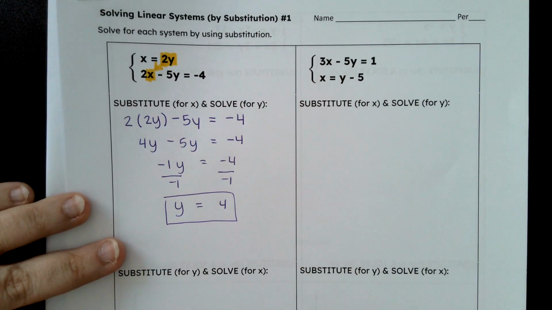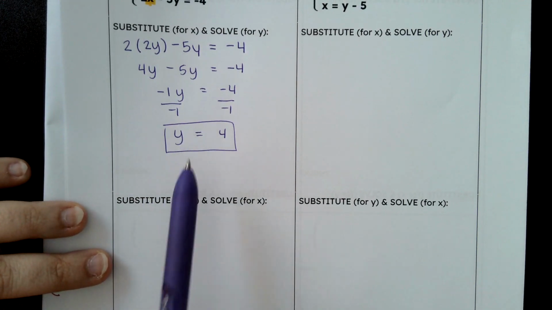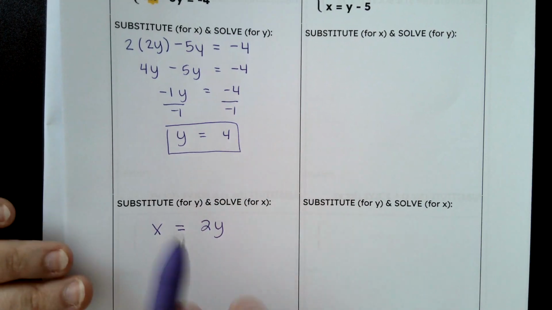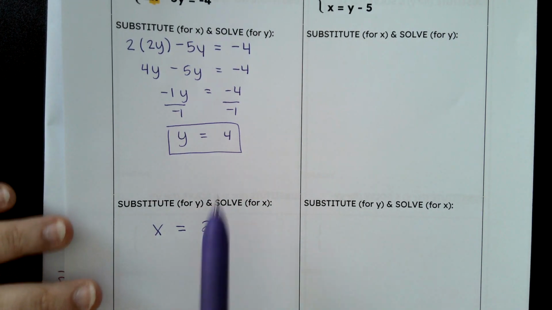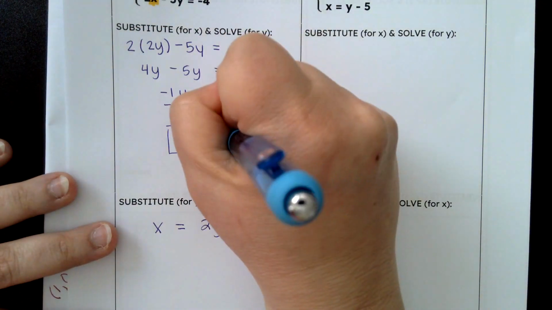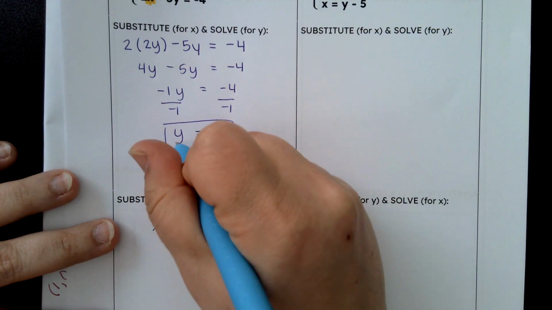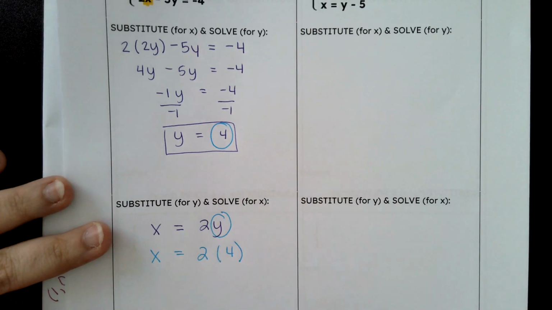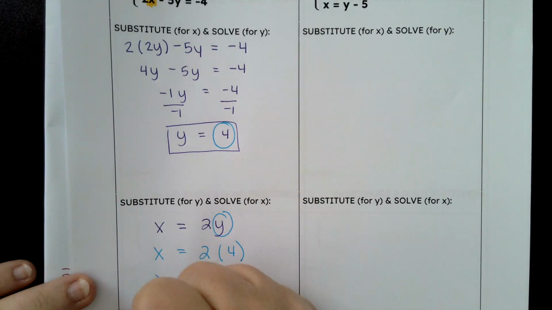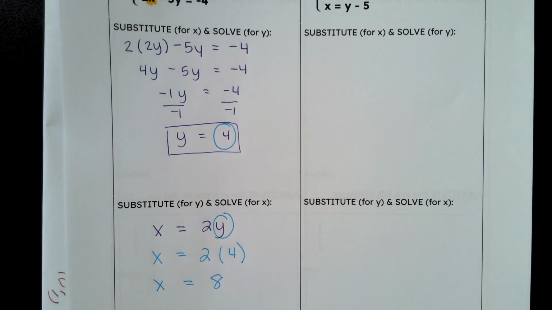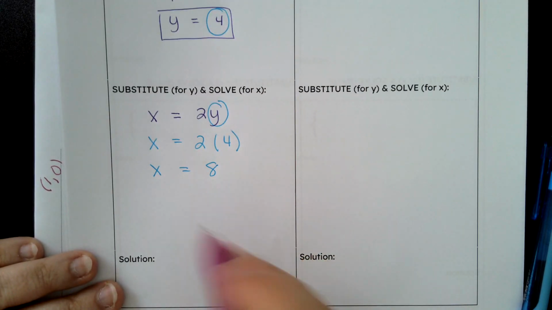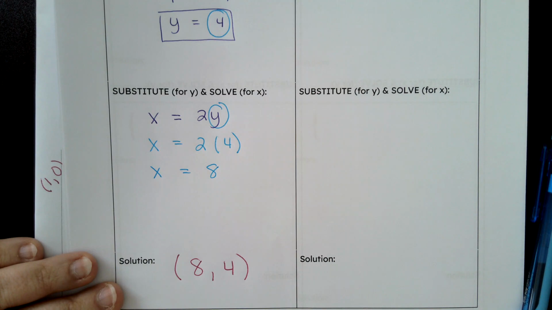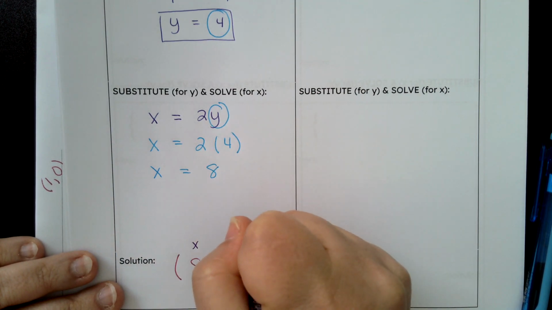Now I need to figure out what x equals. So I know I'm going to use the equation x equals 2y because that already has the x by itself. Now I'm going to put the 4 into the y spot. So x equals 2 times 4. x equals 8. So my final solution would be x comes first, 8, 4. Remember, it's always going to be x and then y.